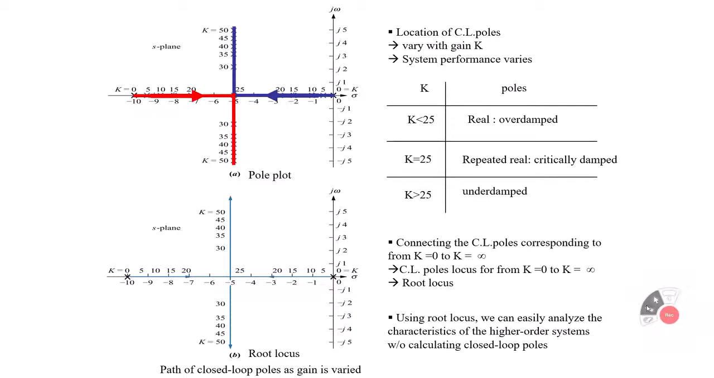Underdamped, right? So depending on the range of the gain k, system response is completely different. So using this graph, we can find out the system characteristics. That's why this is important, okay? So in this chapter, by the end of this chapter, you must be able to draw the root locus for any system. Okay? 어떤 시스템에 대해서도 root locus 그릴 수 있어야 되지.